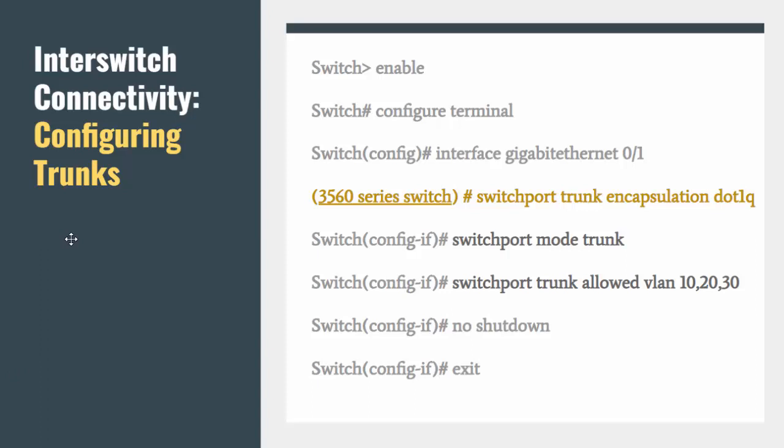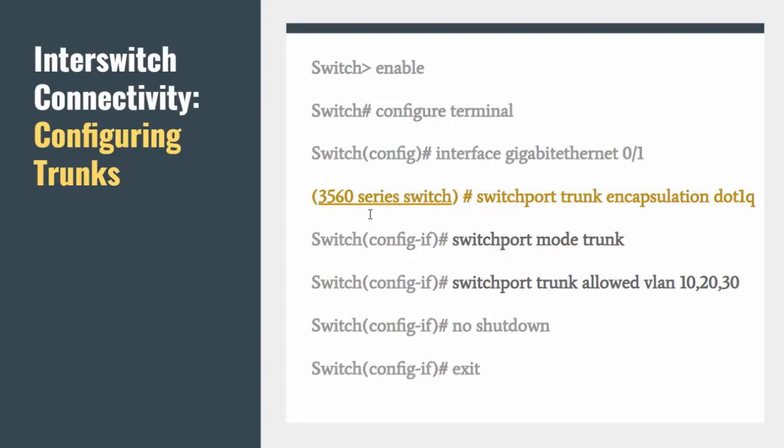When we look at configuring trunks, you can see here we go into global config mode, then we enter the interface GigabitEthernet 0/1. I wanted to point out here that if you have a 3560 series switch, a multilayer layer 3 switch, you'll have to configure the 802.1Q protocol first. So you'll have to put in the command switchport trunk encapsulation dot1q to set the encapsulation on the trunk as 802.1Q, as opposed to the older Cisco ISL, which was also used for VLAN trunking IDs and VLAN tagging.